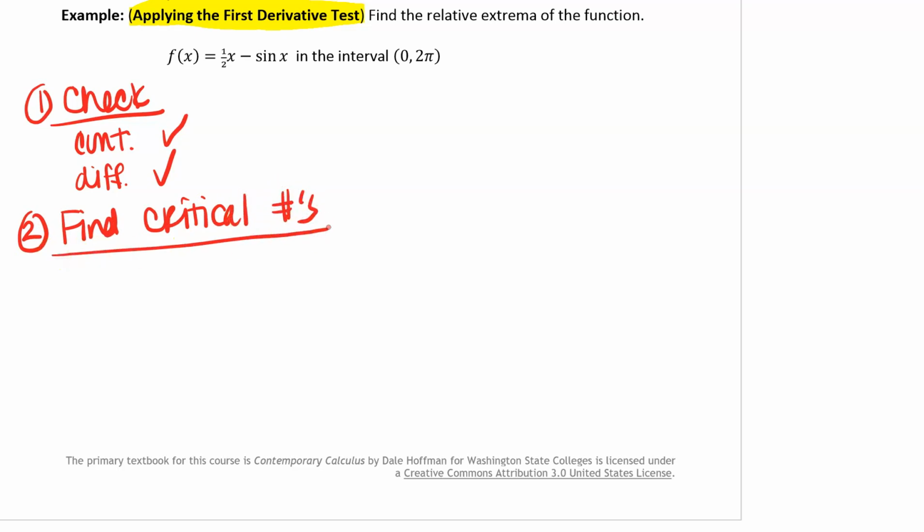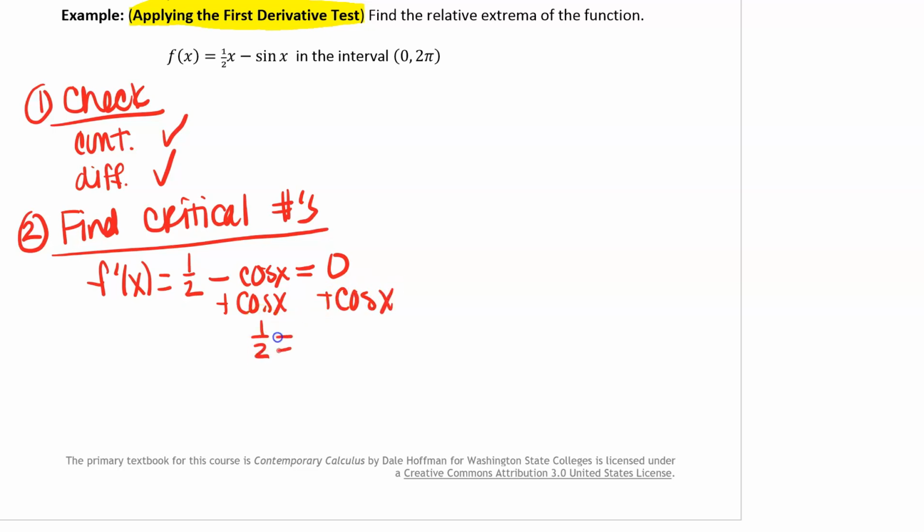In order to find the critical numbers, we're going to have to take the derivative and set it equal to 0. So the derivative of 1/2 x would be 1/2 minus the derivative of sine x, which would be cosine x. We're going to take that function, set it equal to 0, and solve. So I'm going to add this cosine x over. So this gives me 1/2 equal to cosine x.